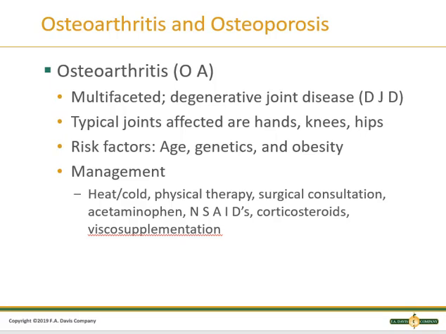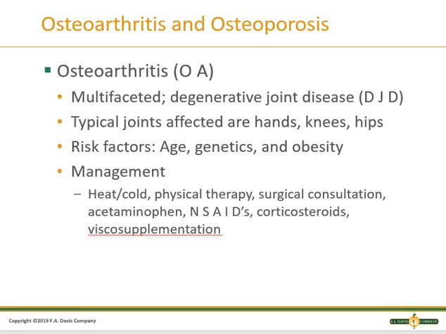On page 855 in table 55.1, there is a good chart that talks about the diagnostic criteria for osteoarthritis in the hands, the knees, and the hips. So I encourage you to look at that. This includes both the history and physical components as well as laboratory findings, if necessary, and radiological findings.